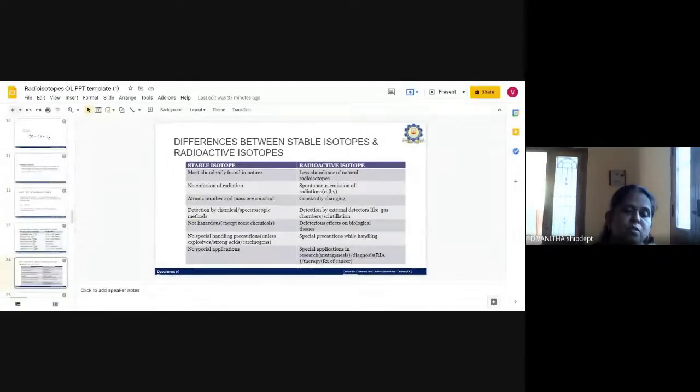So stable nuclei are not harmful to our health. So there are no toxic chemicals in those isotopes. For radioactive isotopes, we have to take proper precautions. Then only we can handle them very easily. So there are no special applications for stable isotopes, but there are some specific applications available for radioactive isotopes.